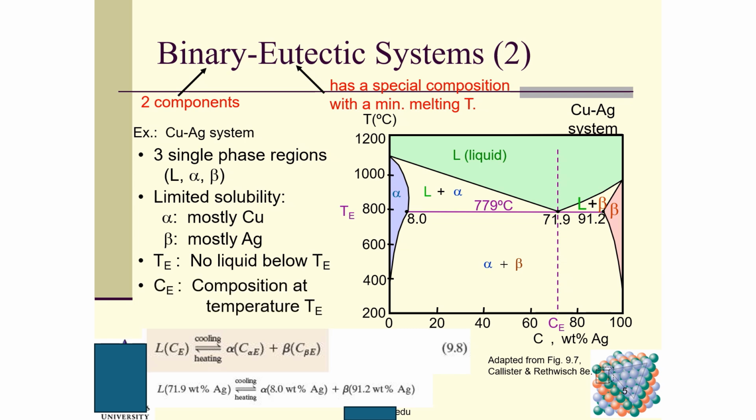And also, as I said, CE is the composition at the temperature TE. So this is a special point, called the eutectic point, with the eutectic temperature, which is the lowest melting temperature at this eutectic composition. Questions so far? No question? We move on to the next slide.